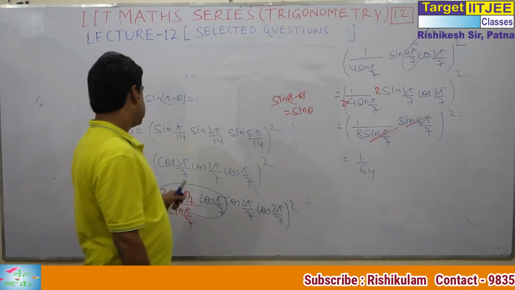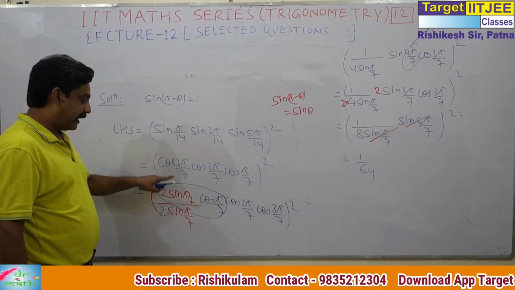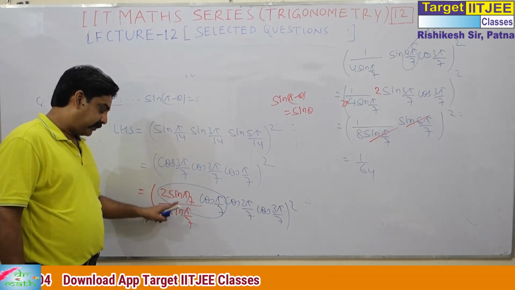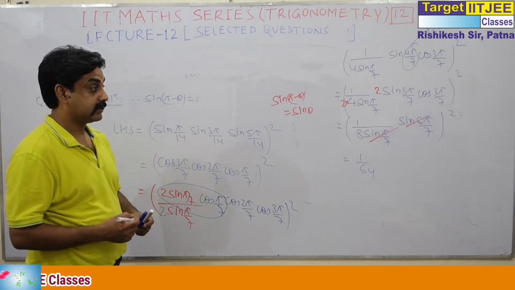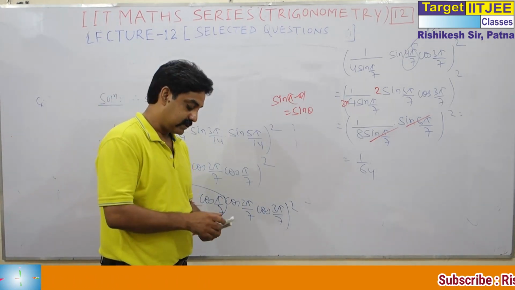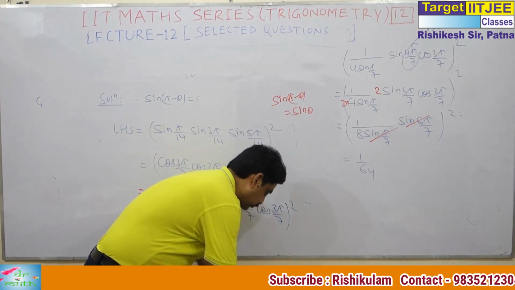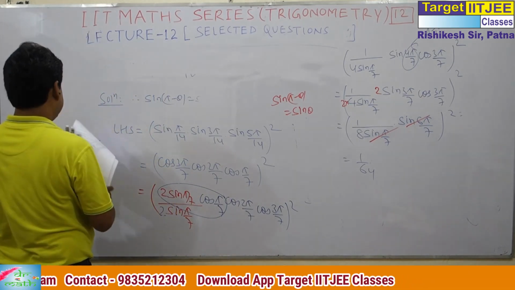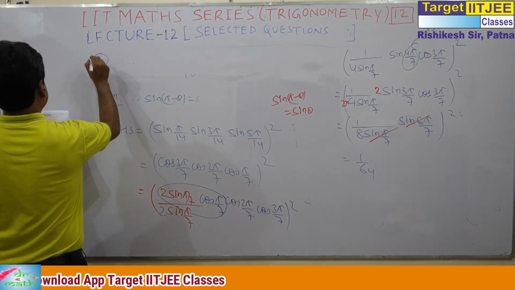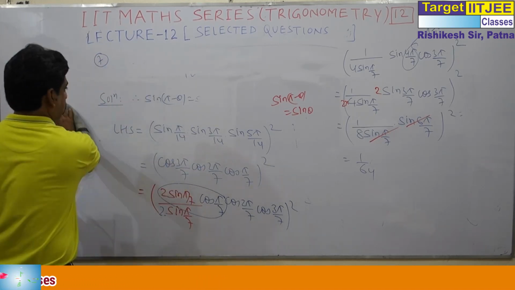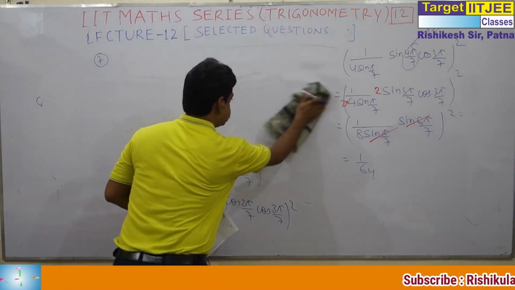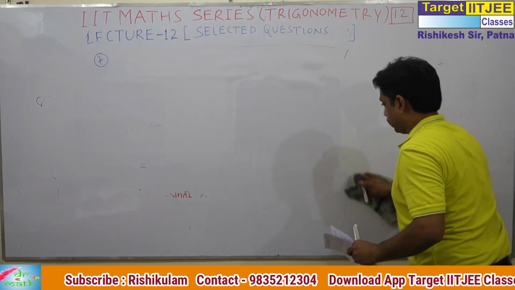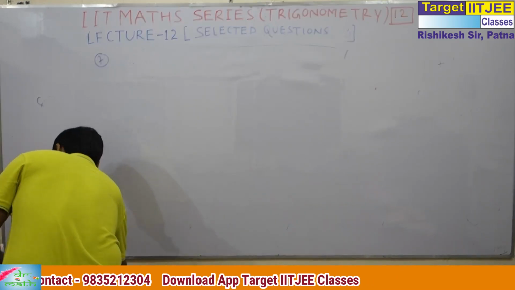So what is the idea? Sometimes we change sine into cos and then multiply 2 sine theta in numerator and denominator, then proceed. This one is the idea of some of your questions. Now move to next one. Next one is very easy, but you have to learn this for limit. I will take question number 7. What is question number 7?